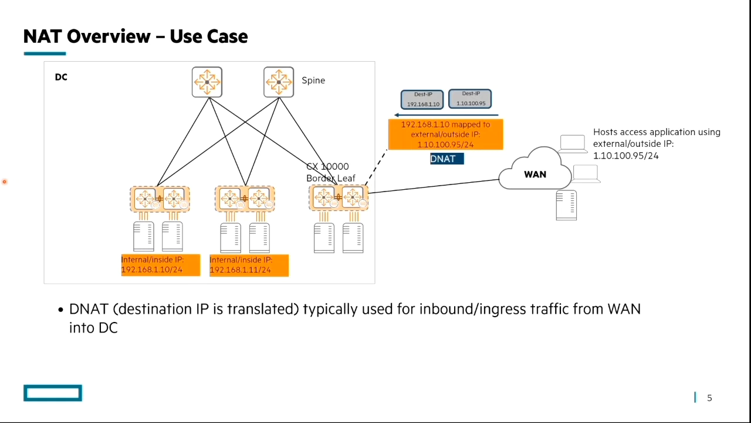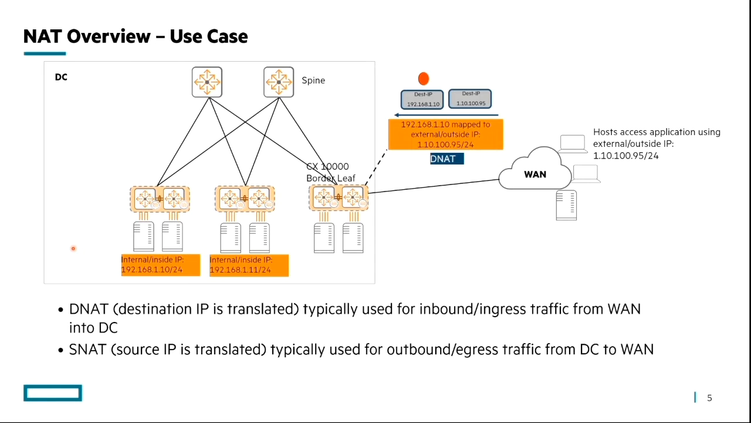And in this example, we've got a DC, CX10000, a border peering to the WAN. So for DNAT, destination IP NAT, the destination IP is translated and typically used for inbound ingress traffic from the WAN into the DC in this example. So in this example, we've got the originating destination IP of 1.10.100.95, now translated to a destination IP of 192.168.1.10. So that will be DNAT, destination NAT.